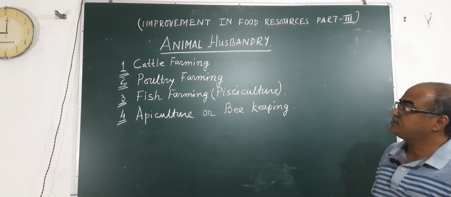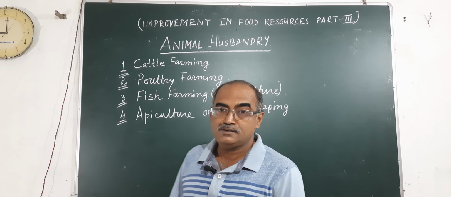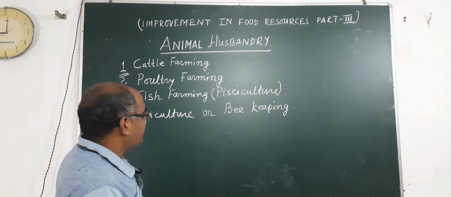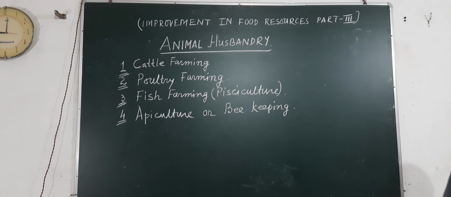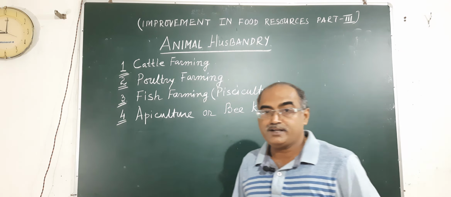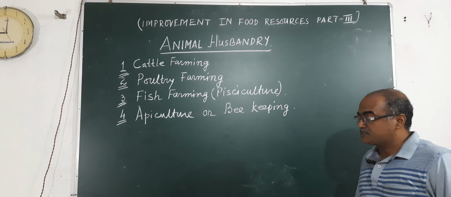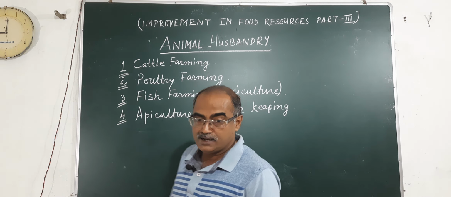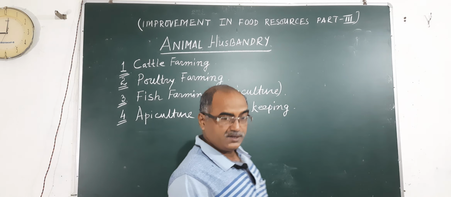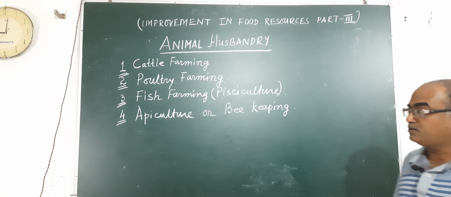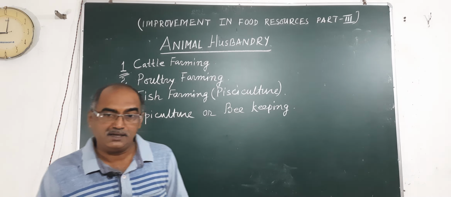So let us summarize here. Cattle farming means rearing of cattle like cows and buffaloes. Poultry farming is layers and broilers. Layers give eggs and broilers give us meat. Fish farming, another name is pisciculture. In fish farming we have studied the different steps like hatchery, nursery, rearing, stocking. We have studied the exotic and local varieties. Local varieties are the deshi varieties. Apiculture is beekeeping and the collection of honey.